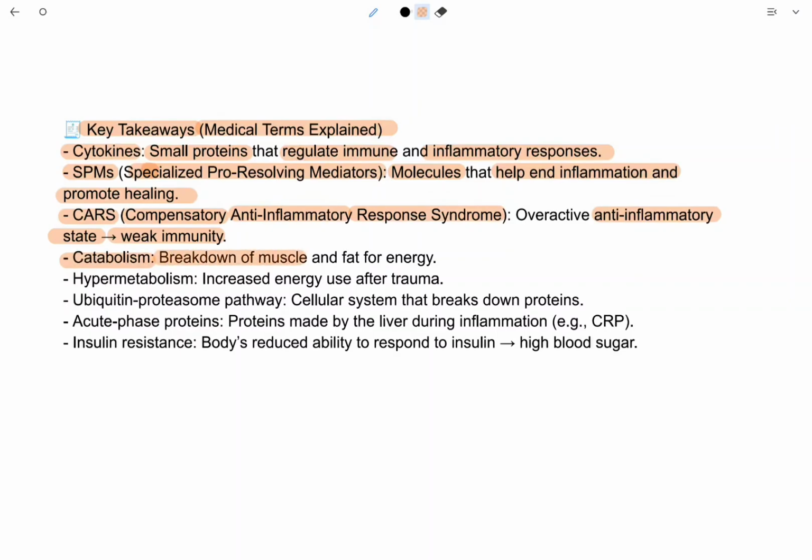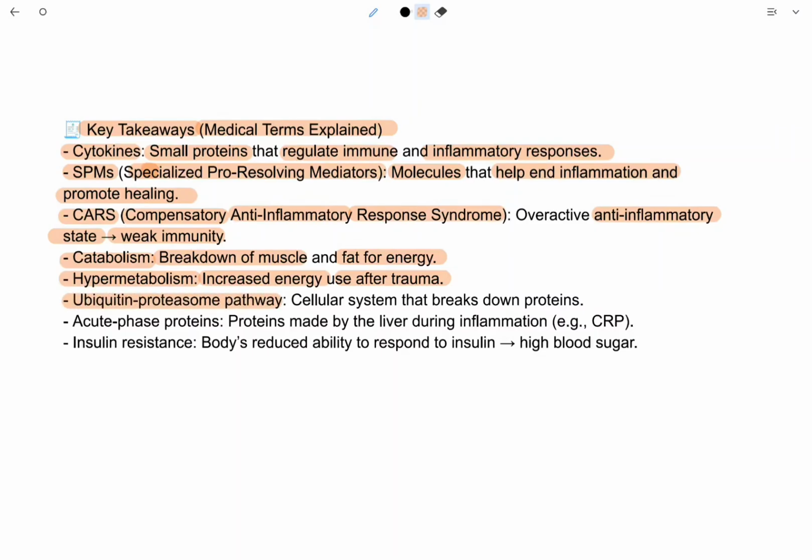Catabolism is the breakdown of muscles and fat for energy. It is the process in which muscles and fat are broken down for energy. Hypermetabolism is increased energy use after trauma.